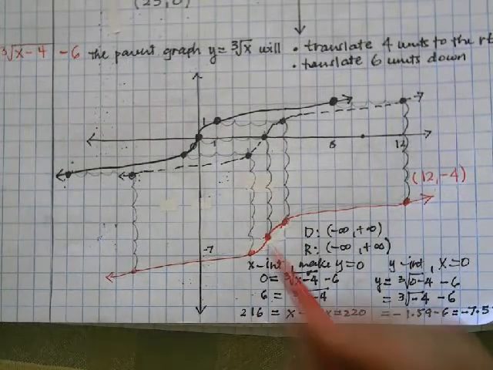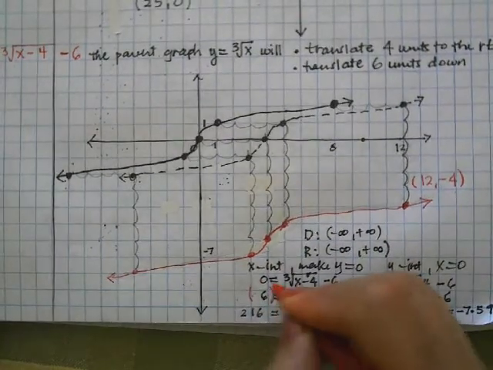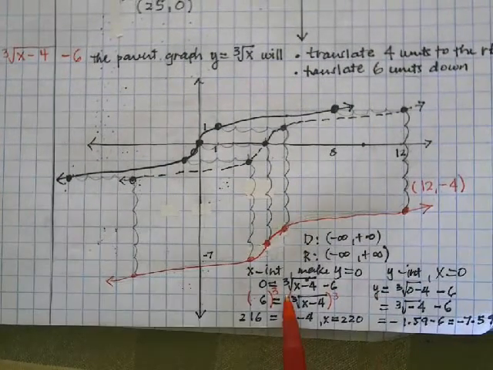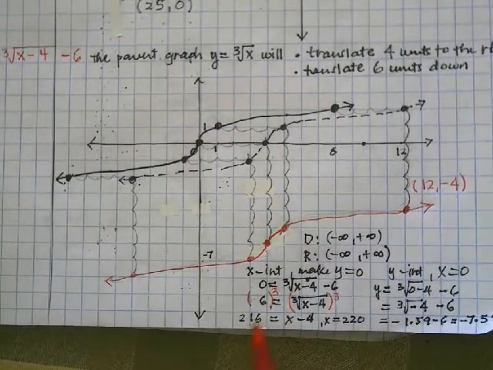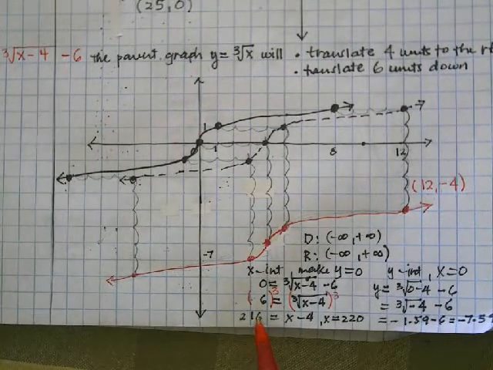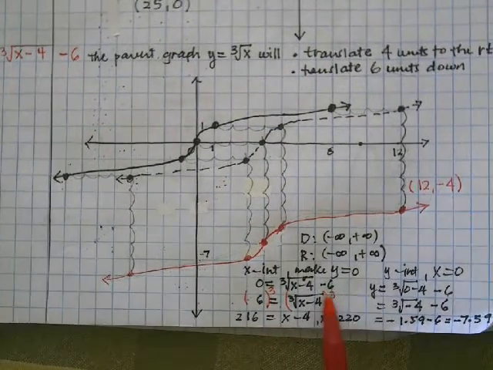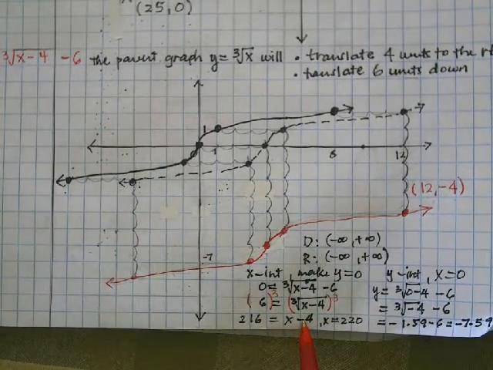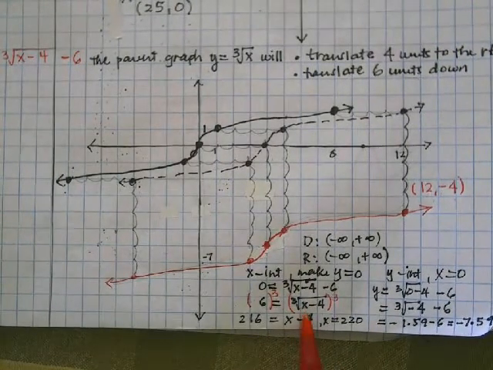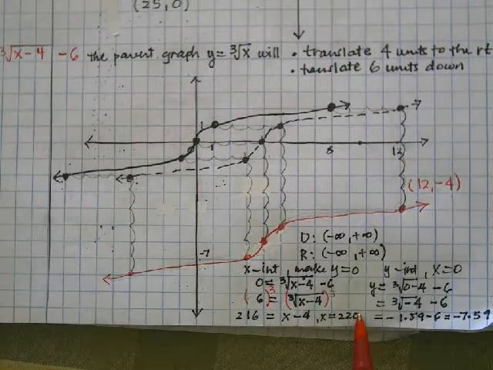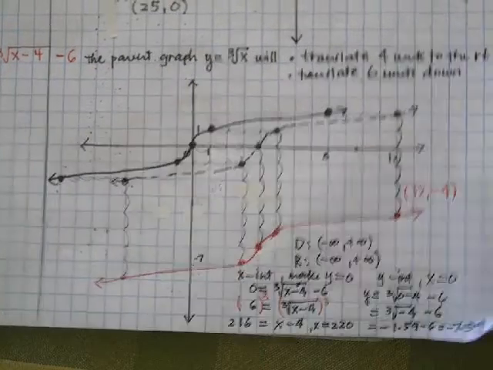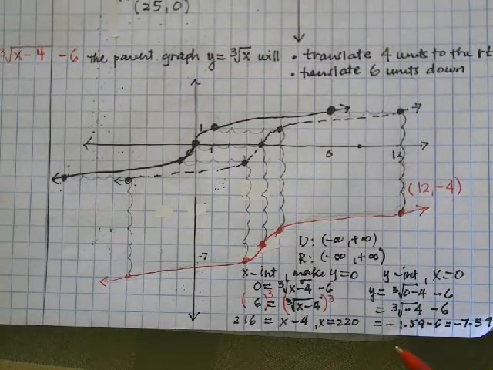Then we raise each side to the third power. Raise it to the third power to remove the cube root. So 6 to the third is 216. Cube root cubed, we remove the radical, is x minus 4. Then we put this negative 4 on the other side, 220. So our x-intercept is all the way at (220, 0).